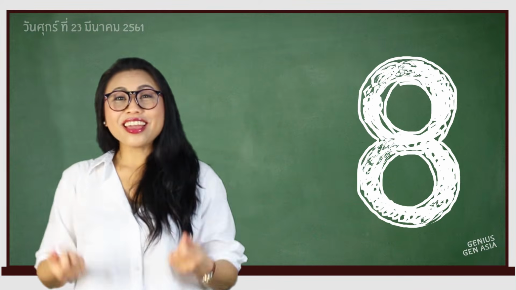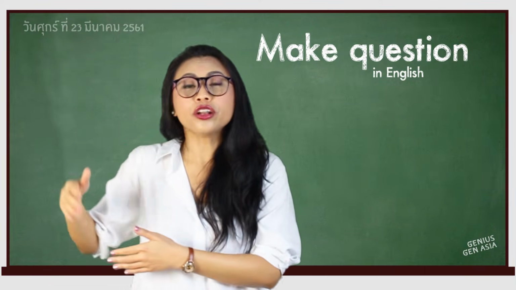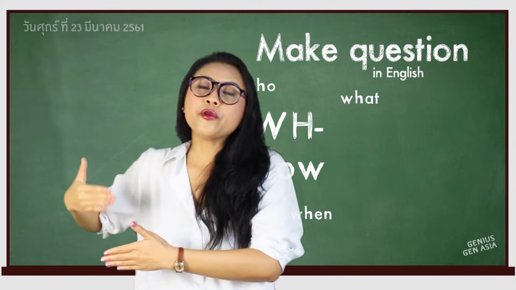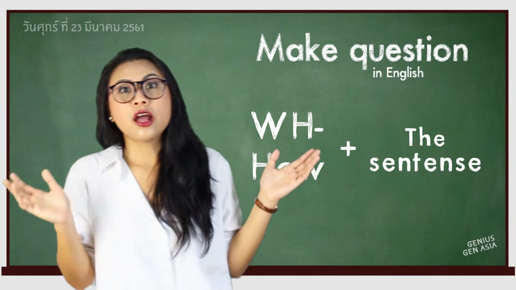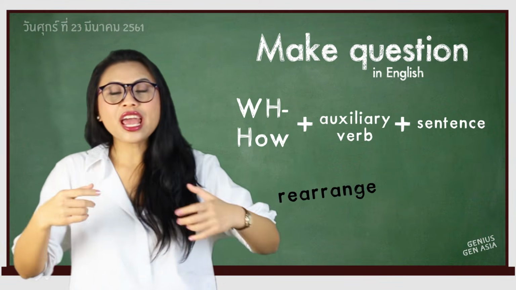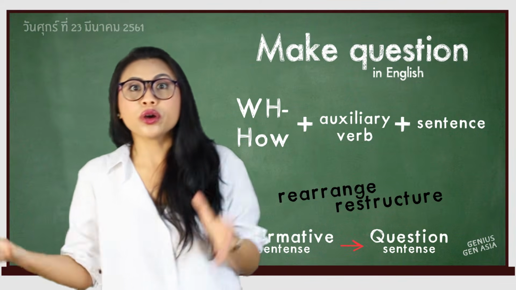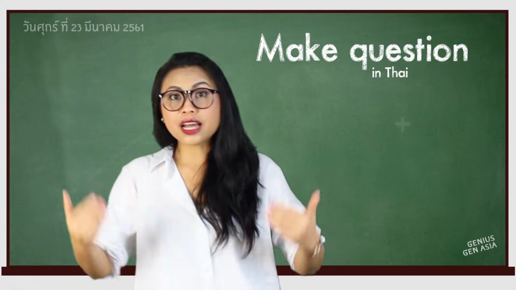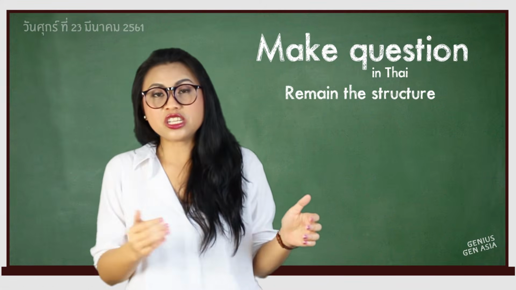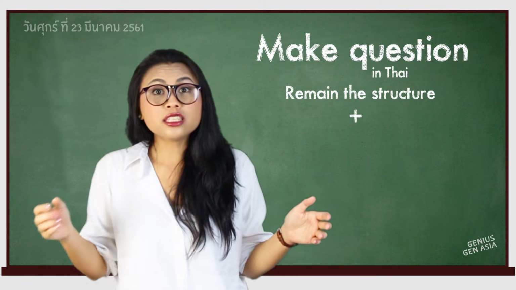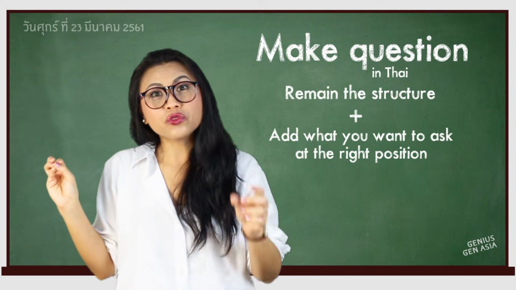Number 8. In English, when you are going to ask someone, you will start a sentence or the question with who, what, when, where, why, or how, and then followed by the sentence. In that case, you need to rearrange or restructure the sentence from affirmative sentence to be question sentence. But in Thai language, we remain the structure of affirmative sentence and you just add who, what, when, where, why, how at the position that you would like to know.